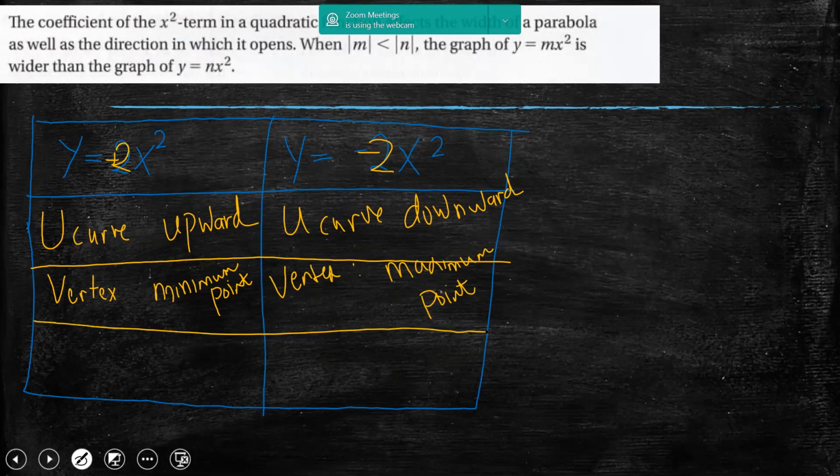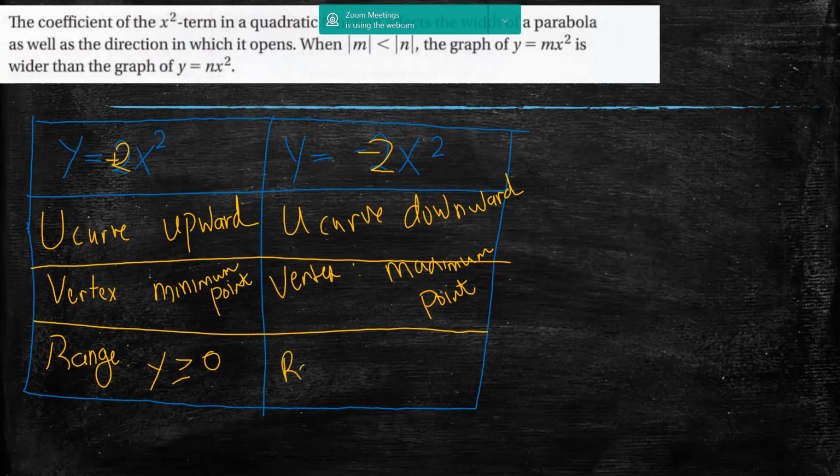And the range, since now the vertex is the minimum point, the range will be all the points that are greater than the minimum point. So y will be greater than or equal to zero. But for the second case, if y has a negative coefficient, the U-curve will be downward, the vertex will be the maximum point, and the range now, since the vertex is the maximum point.